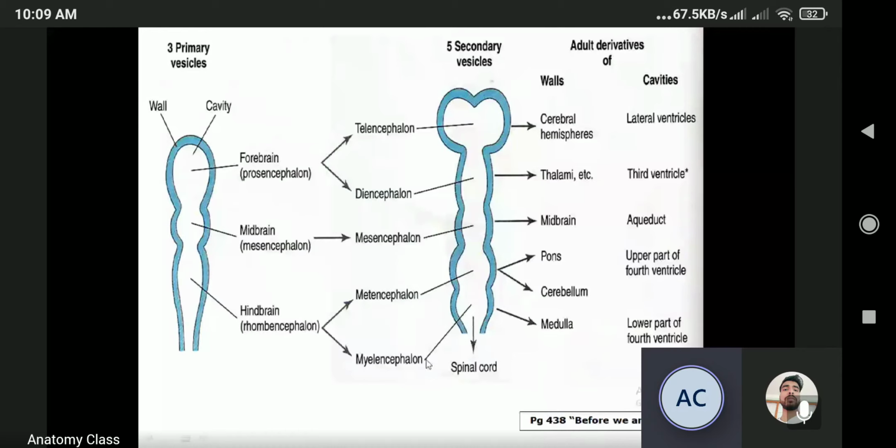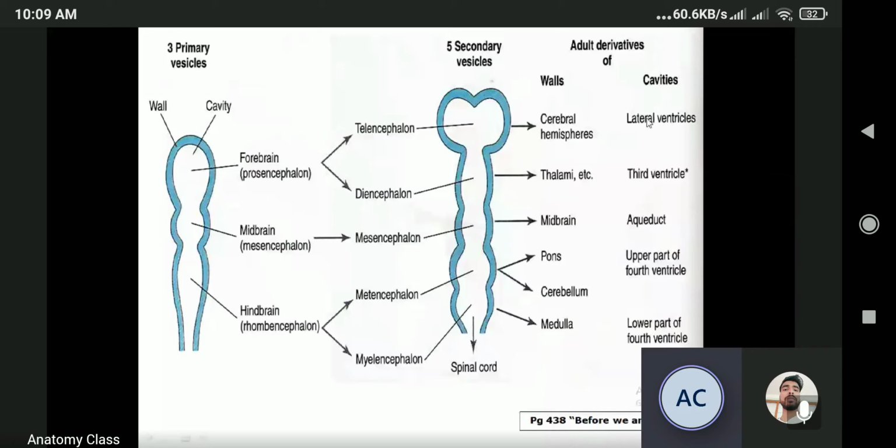So in the wall, what we are getting from telencephalon is the two cerebral hemispheres. Diencephalon will give thalamus, hypothalamus, and all those structures. Mesencephalon is giving the midbrain, metencephalon gives pons and cerebellum, whereas myelencephalon is giving medulla and the spinal cord.